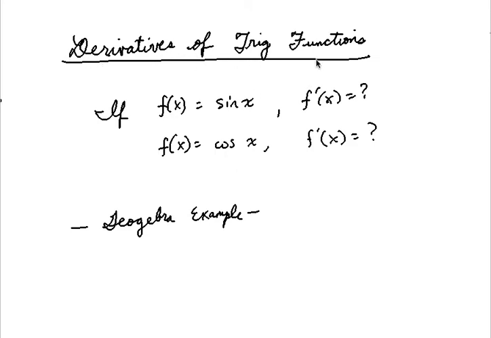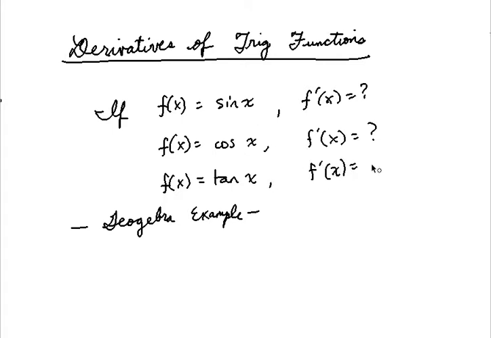Alright, derivatives of trig functions. In this video we're going to be talking about the derivatives of three trig functions. We're going to look at f of x equals sine of x, f of x equals cosine of x, and one more, f of x equals the tangent of x. So what are the derivatives of these going to look like?